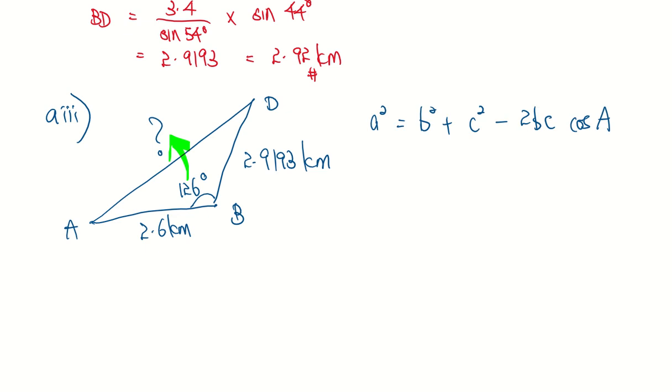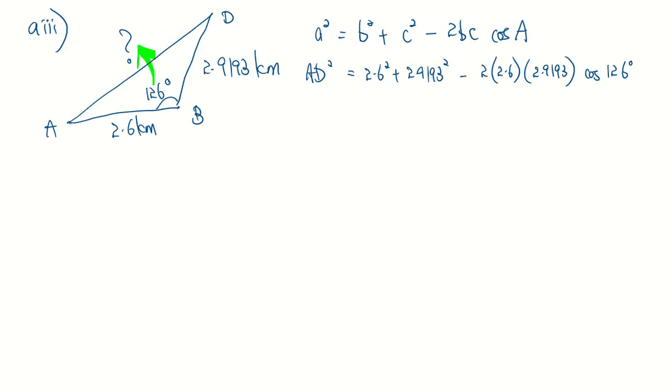So we have the unknown side. It must be opposite the known angle. Let me write that down. So it's cosine 126, before I insert the 2 sides that are adjacent to the known angle. Same thing, plug into your calculator and do your necessary calculation, and we will obtain the length of AD to be 4.92 km, corrected to 3SF.